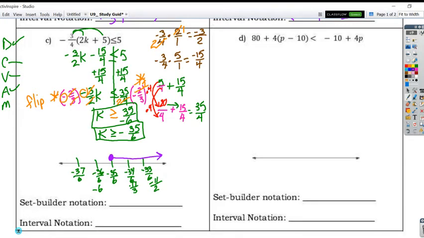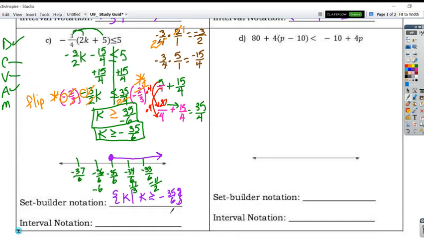Turn this into some set builder notation then. Open it up with curly braces, introduce your variable, write the vertical bar that says we're done with the introductions, and then you get to write in that inequality that you solved for. So k is greater than or equal to negative 35/6. Don't forget to close your curly braces when you're all done with that.